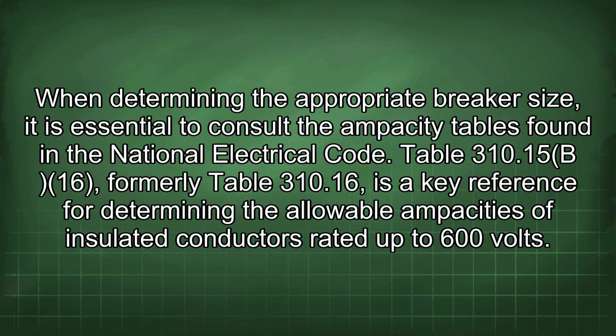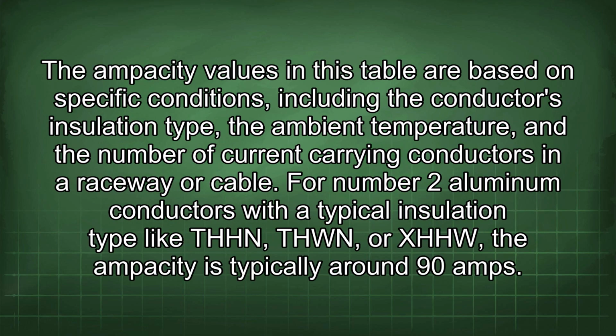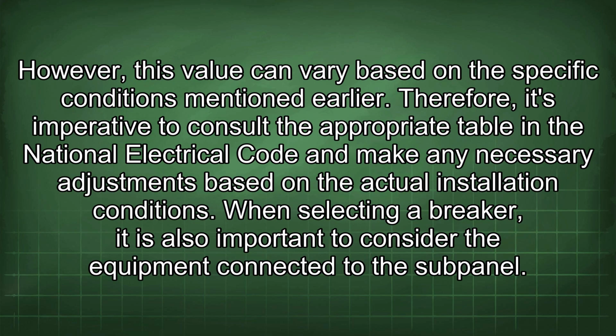When determining the appropriate breaker size, it is essential to consult the ampacity tables found in the National Electrical Code. Table 310.15(B)(16), formerly Table 310.16, is a key reference for determining the allowable ampacities of insulated conductors rated up to 600 volts. The ampacity values in this table are based on specific conditions, including the conductor's insulation type, the ambient temperature, and the number of current-carrying conductors in a raceway or cable. For number 2 aluminum conductors with typical insulation types like THHN, THWN, or XHHW, the ampacity is typically around 90 amps. However, this value can vary based on the specific conditions mentioned earlier.